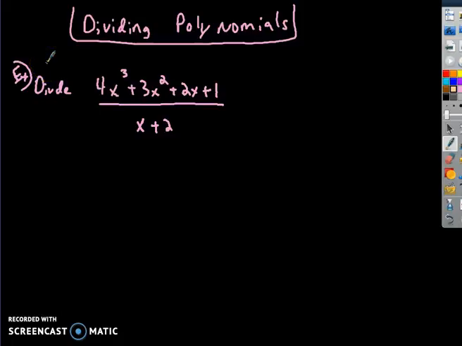All right, this lesson is about dividing polynomials. And this is the first example. It says divide this expression by the expression beneath. So if you're going to do that, we're going to use long division. So let's go back to probably third grade when you first learned long division.